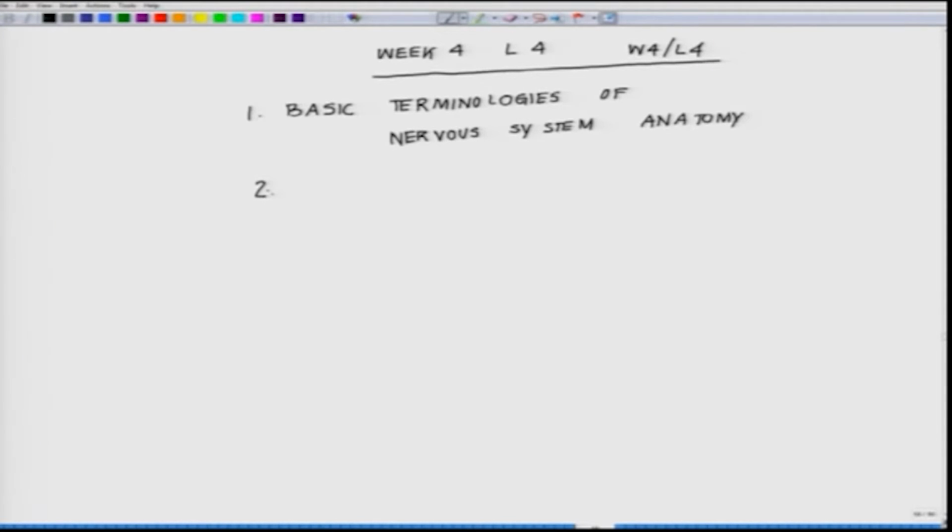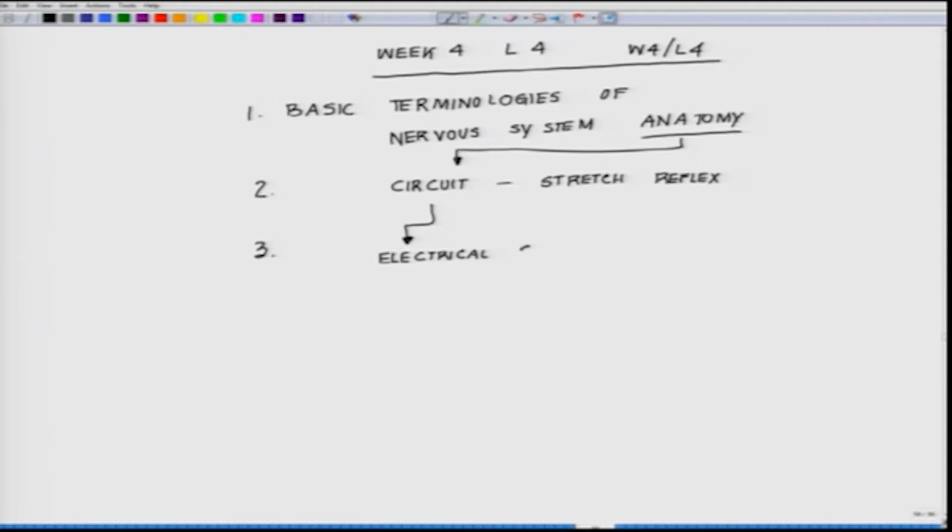and second, in the light of this anatomical feature, we will revisit the very first circuit we have dealt with, the stretch reflex, and from here in the subsequent class we will move on to the electrical signals involved in this process.